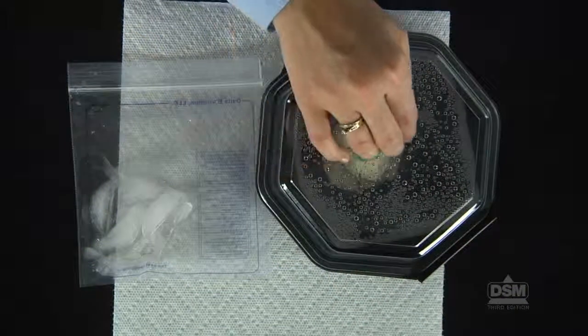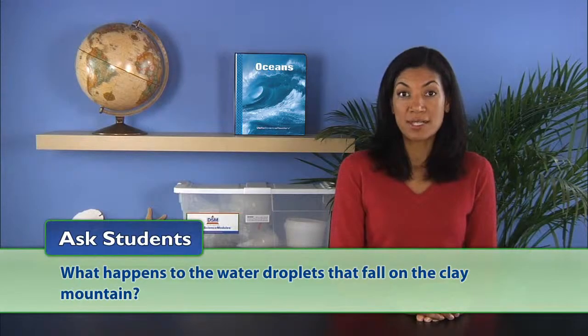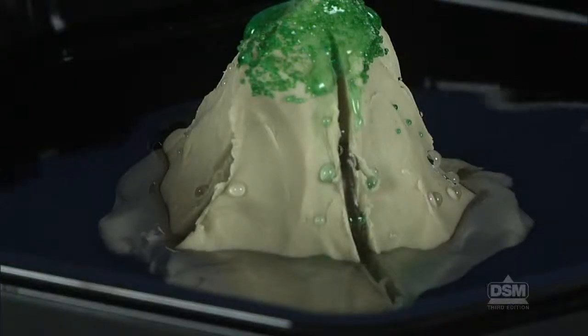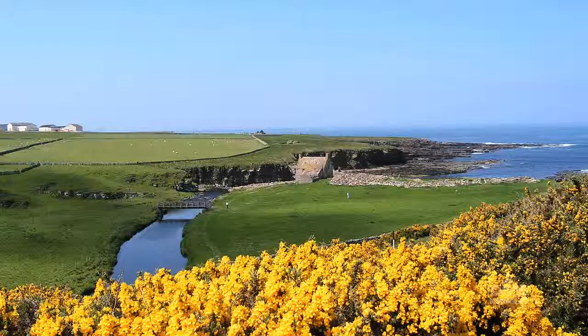Instruct students to tap the top of the container lid to speed up the precipitation process. Ask what happens to the water droplets that fall on the clay mountain. Students should say that the water droplets trickle down toward the base of the mountain. Some drops end up in the grooves and flow into the pool of water at the base of the mountain, just as rivers flow downhill and empty into the ocean.